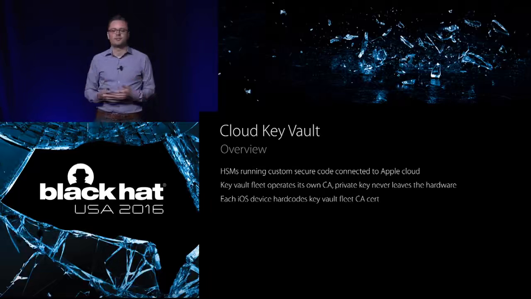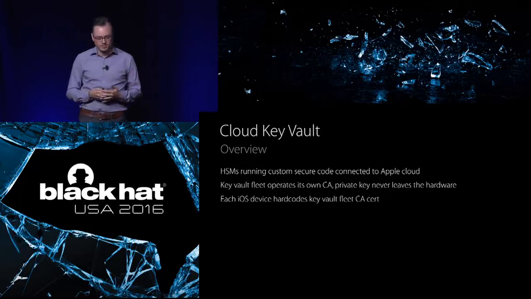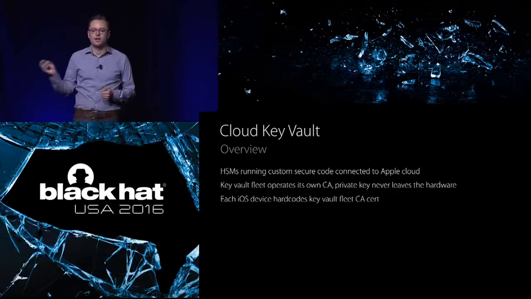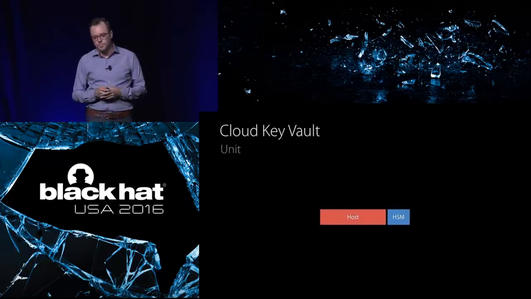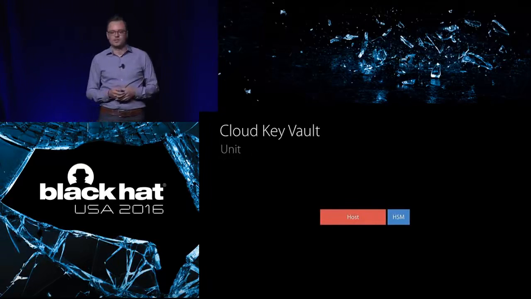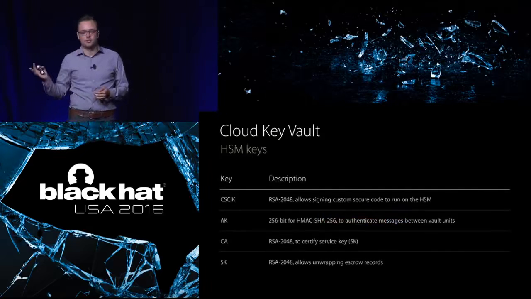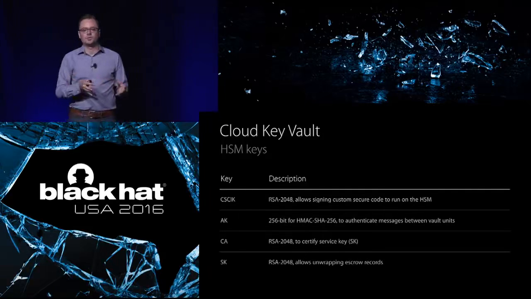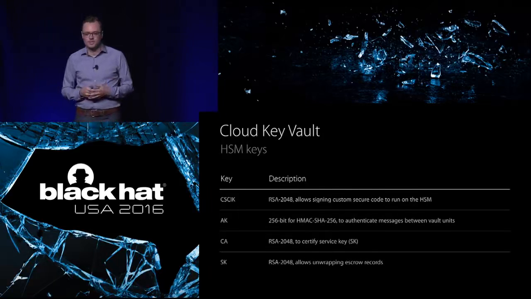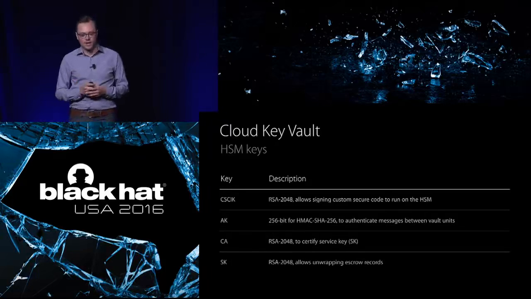The Key Vault fleet operates its own certificate authority, where the private key never leaves the hardware security modules. And each iOS device hardcodes the certificate of the Key Vault fleet. This is the simple unit for Cloud Key Vault. It's a host paired to a hardware security module, and then the hardware security module has access to a number of keys. Most importantly, the first one, which is the custom secure code signing key. This is a key that allows software to be loaded into the hardware security module. And then lastly, that service key, which allows unwrapping the user's escrow records.